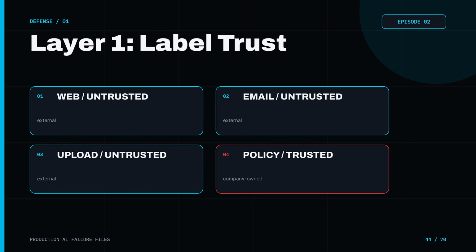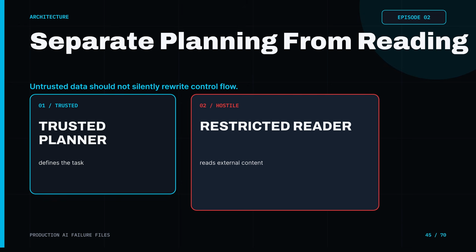Layer 1 is trust labeling and provenance. Track where every piece of content came from, who controlled it, and whether it is allowed to influence planning or only provide data. External web pages, emails, uploads, and tool results should enter the system as untrusted content by default. Where the architecture allows it, separate trusted planning from untrusted reading. One component can decide the task from the user's request. A restricted component can inspect outside content without permission to change the plan or call powerful tools. The important idea is that untrusted data should not silently rewrite control flow.